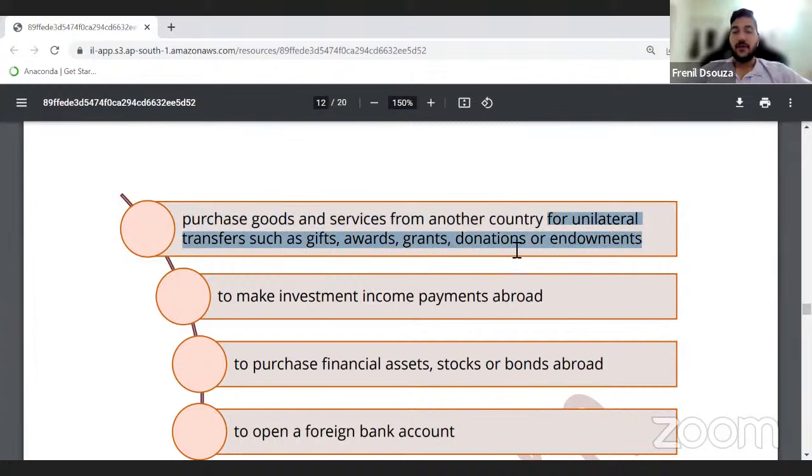Second, there is for unilateral transfers such as gifts, awards, grants, donations, and endowments. Right? There are a lot of poor countries around the world, and there are certain organizations which collect a lot of donations to support them, and there are a lot of Indian people, philanthropists who give this money as grant, donation, or endowment. Those are called unilateral transfers without expecting something else in return.